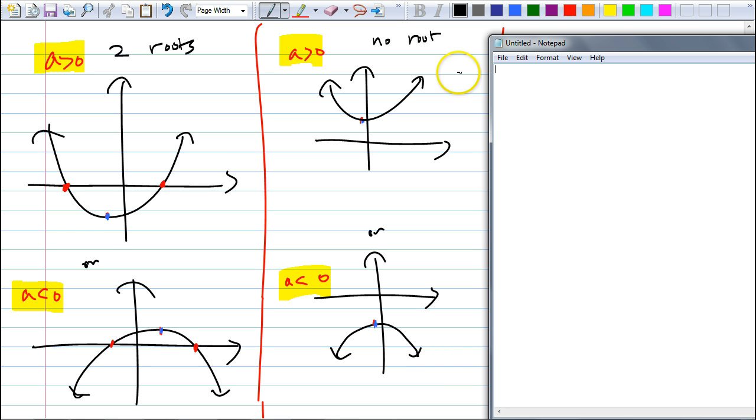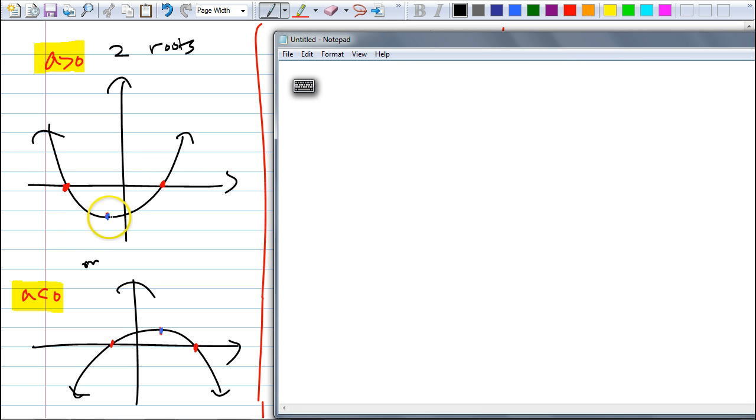Okay. If you look at the first case, the vertex is below the x-axis, right? In order to get two roots, what must a be? a has to be positive. It has to open upward, because if it opened downward, you wouldn't have any roots. In order to get two roots, if the vertex is above the x-axis, guess what? It has to open downward, meaning a has to be negative. That's what these graphs are describing. Does that make sense?